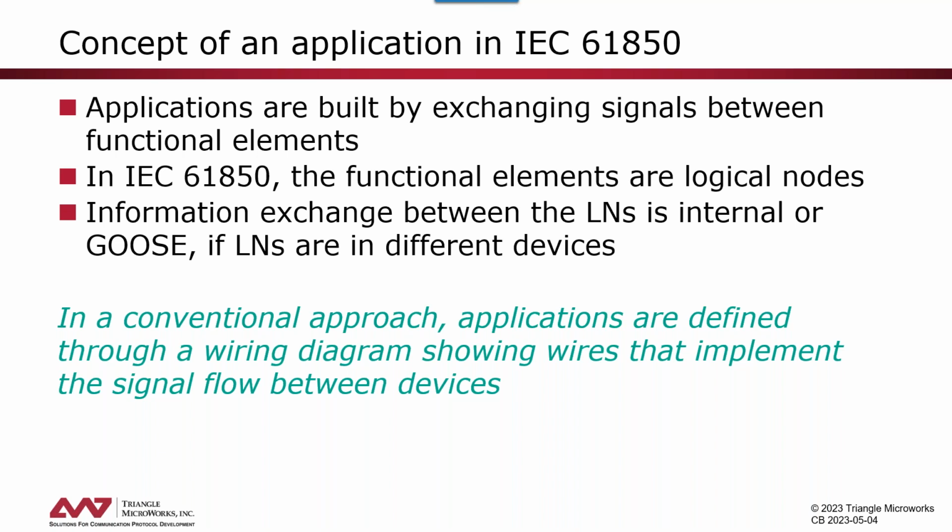In IEC 61850, the functional elements are the logical nodes, and the information exchange between the logical nodes can either be internal in a device, or it can go across 2 devices. And if it goes across 2 devices, we typically would use the GOOSE service or the sampled value service, which is basically replacing the wires that you would have in an approach without GOOSE messaging. So in a conventional approach, this similar step would mainly be to draw the wire diagram, which shows the wires going between the devices, which basically is the signal flow between the devices.